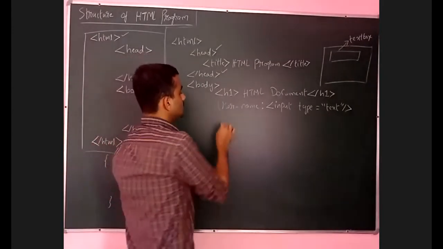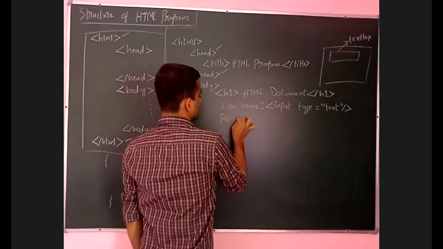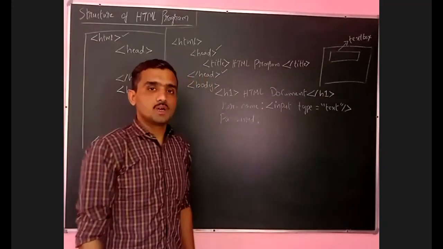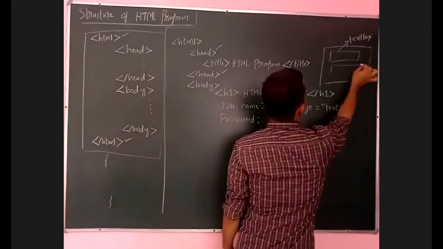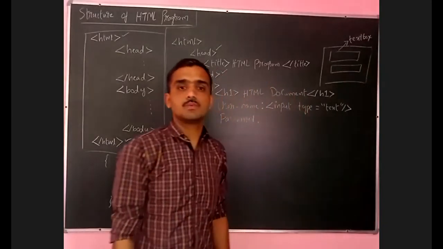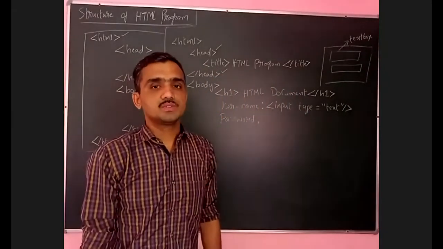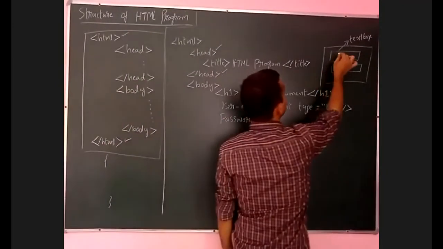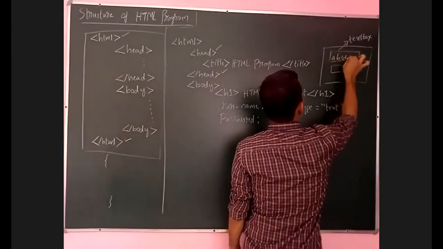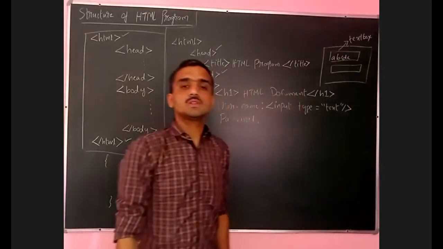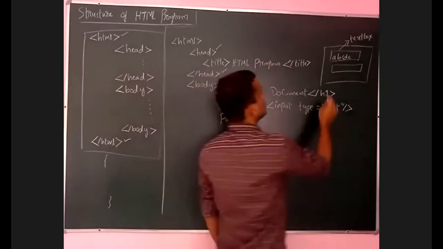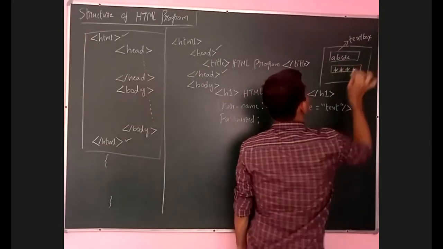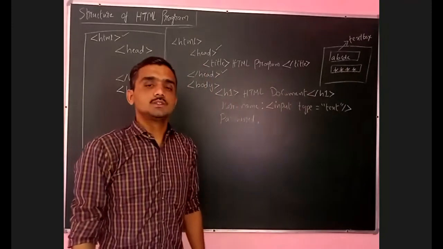Then coming to the next thing, password. You might have observed this. For password also a box will be displayed. If you observe on the Facebook site or a Gmail account, for password also a text box is displayed. But when you write in the username box, for example A, B, C, D, E, it will appear. In case of password, you might have noticed it will print dot or star symbols. So that also we can achieve.